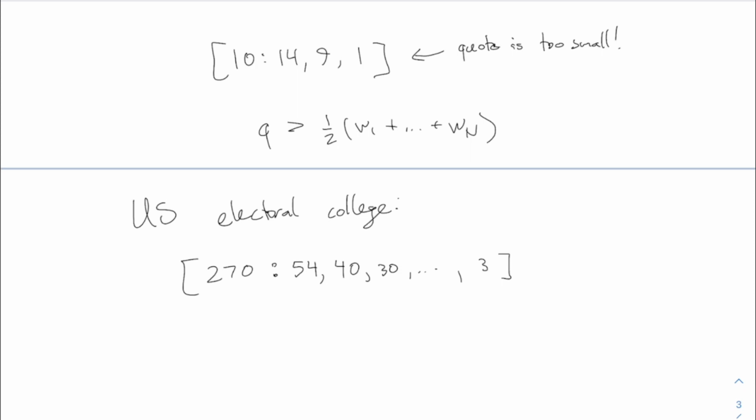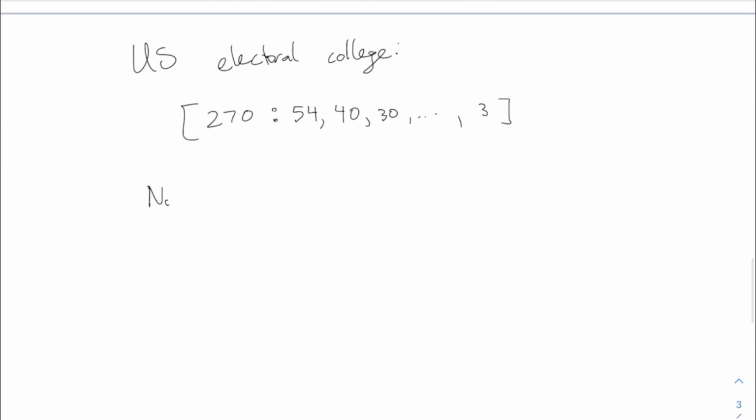Now, you can't say for sure if you don't know all of these numbers, but first of all, is there any state in the Electoral College which is a dictator? No, that would be a state where they are the only ones that matter and they can elect the president all by themselves. That is absolutely not possible. So let me just say, no dictator.